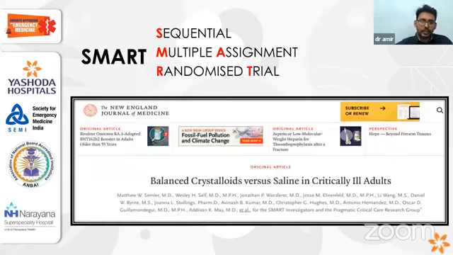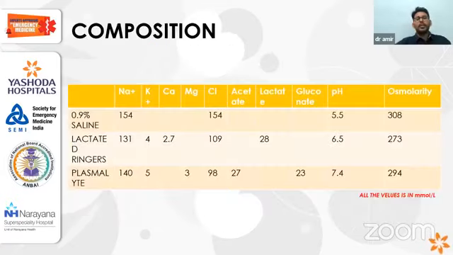Before that, we should know about the normal basic parameters and normal values of the electrolytes which the fluids contain. As you can see in normal saline, the osmolarity is 308 millimole per liter, which is slightly higher than the normal body osmolarity. That normal body osmolarity, we all know, is around 275 to 295 millimole per liter. And you can see the sodium value is also a little higher than the normal body serum sodium level.